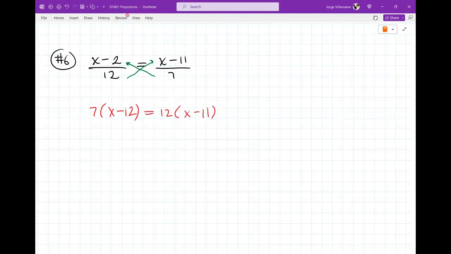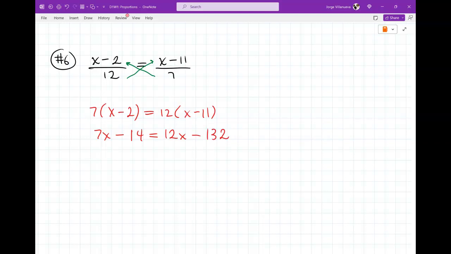Distribute. So 7 times x is 7x. 7 times negative 12 is going to be negative, what is it, 84? Equal to 12 times x, that's 12x. 7x minus 2. What did I do? Oh, I put x minus 12. Sorry about that. Thank you. Minus 2. This should be a 14 then. And then 12 times 11, that'd be 132.